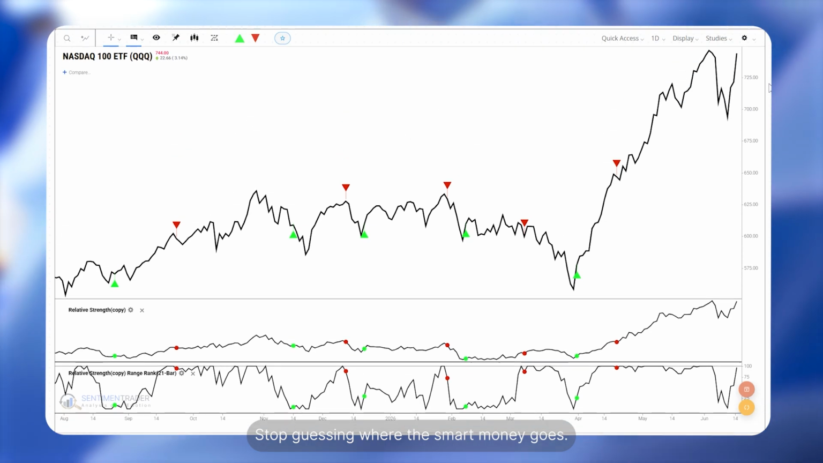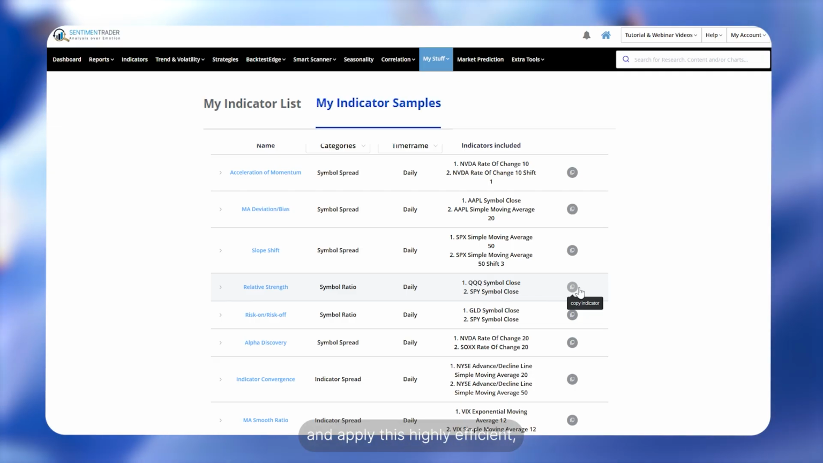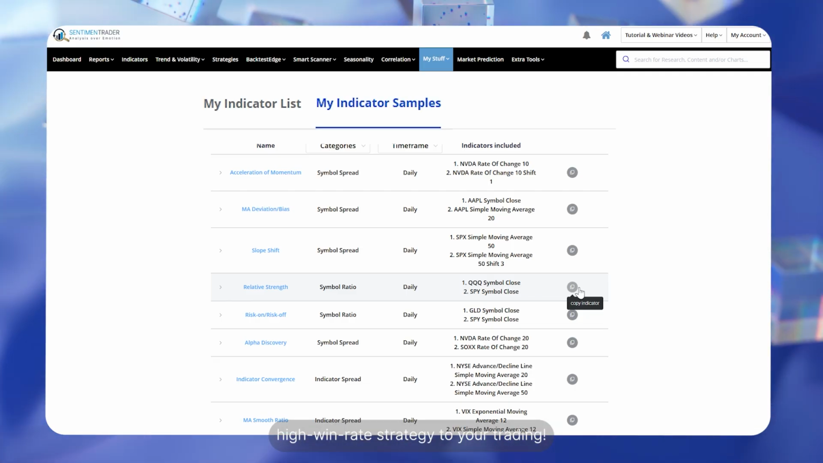Stop guessing where the smart money goes. Go to the samples list now, copy it with one click, and apply this highly efficient, high win rate strategy to your trading.